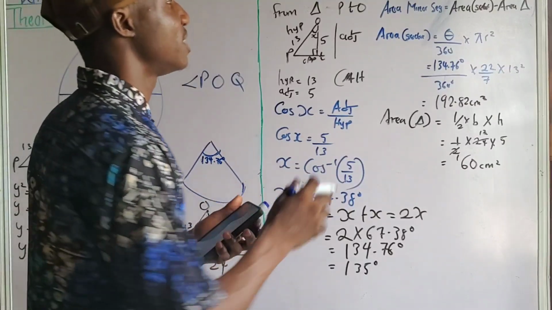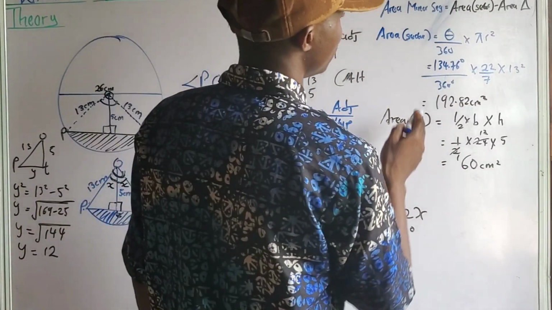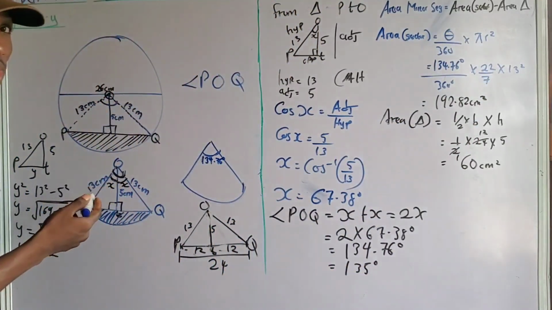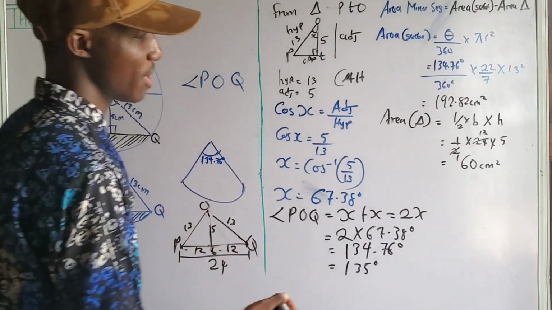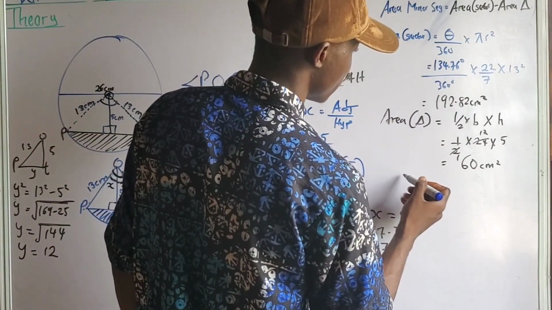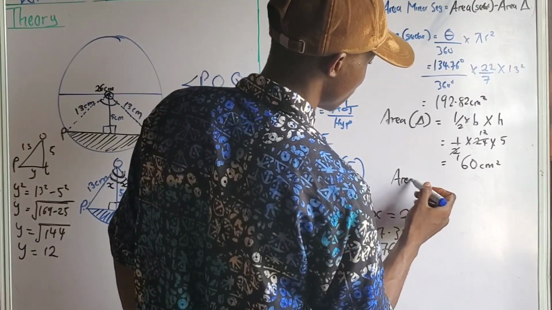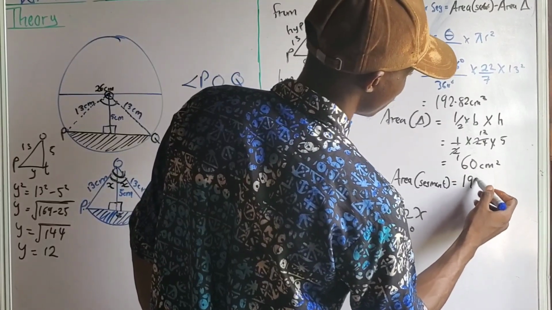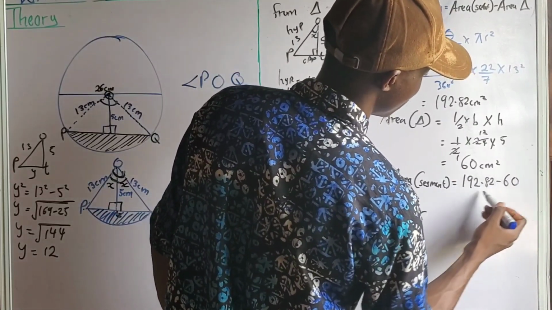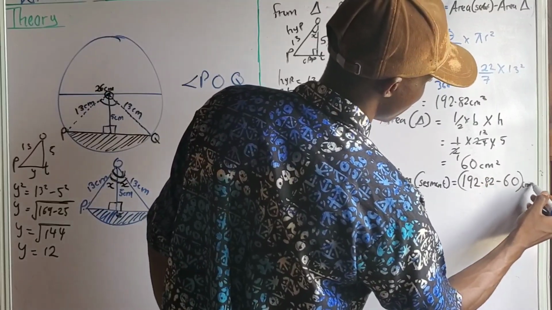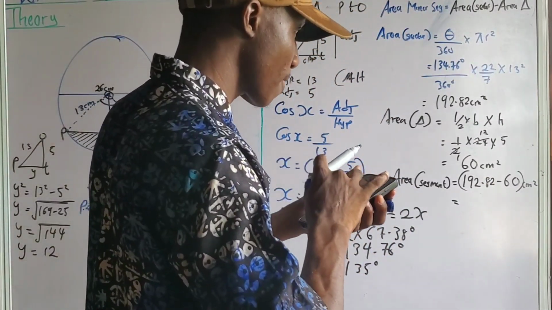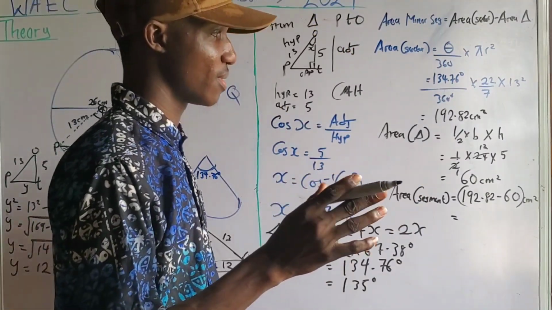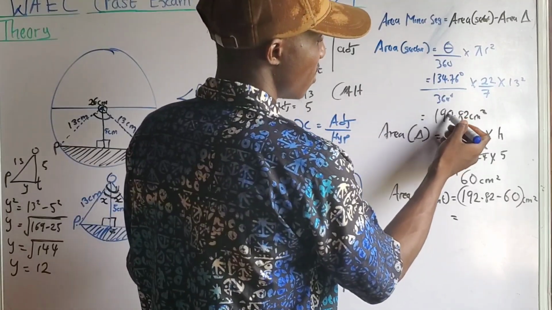Now let's calculate the area of the minor segment by subtracting the area of the triangle from the area of the sector. This sector that you see here is called the minor sector. So let's proceed. The area of the minor segment is equal to 192.82 minus 60. Don't forget the units, centimeter squared. Oh, there is a mistake somewhere. If you simplify this, you're going to have 198.82.